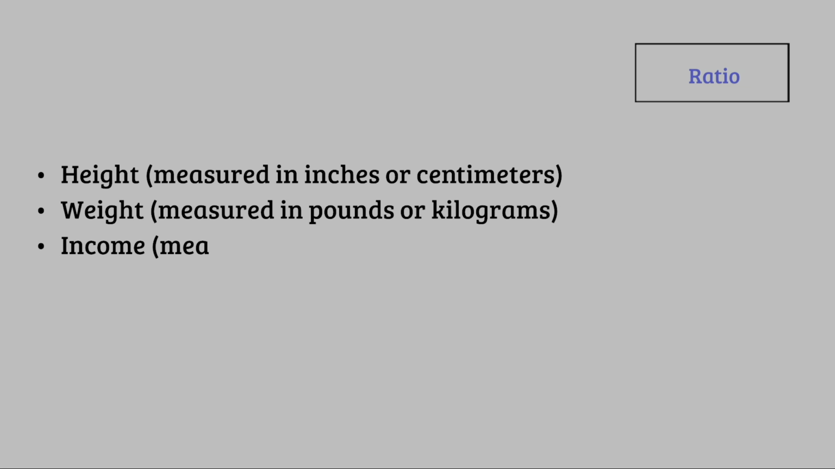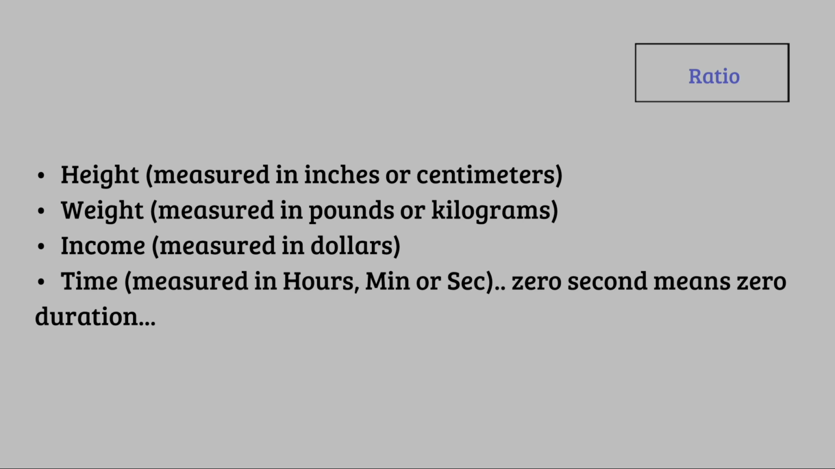Finally, ratio data. Ratio data is a type of numerical data where the intervals between values are constant and there is a true zero point, which represents the absence of the attribute being measured. In ratio data, zero indicates the complete absence of the attribute. Examples include measurements such as height, weight, time, money. For time, for example, 0 seconds means zero duration.